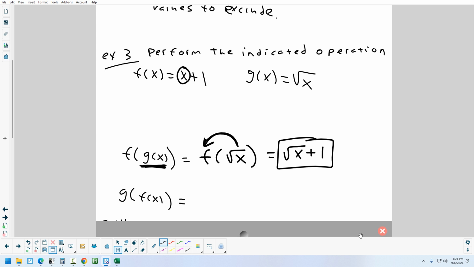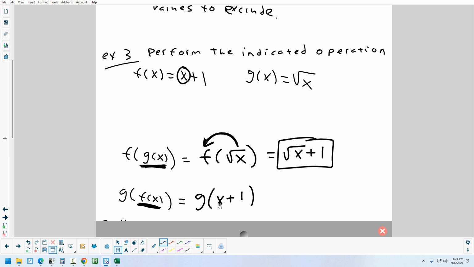Let's try it again. Okay. Which function do we start with? The outer one or the inner one? Inner. Yep, inner one. Which one is the inner one in the bottom, g or f? F. What does it tell me up above f of x is? X plus 1.